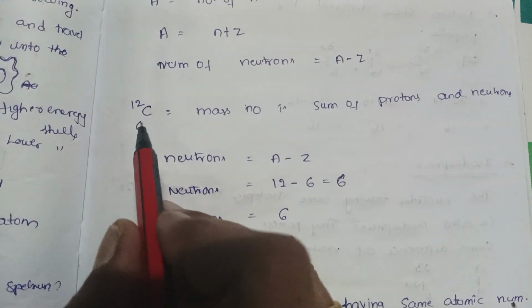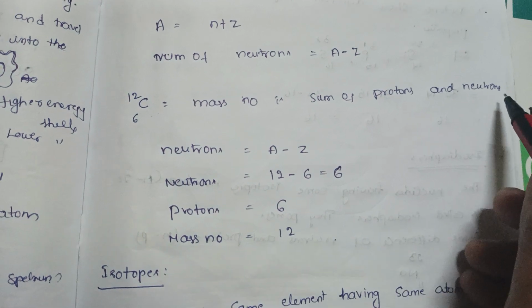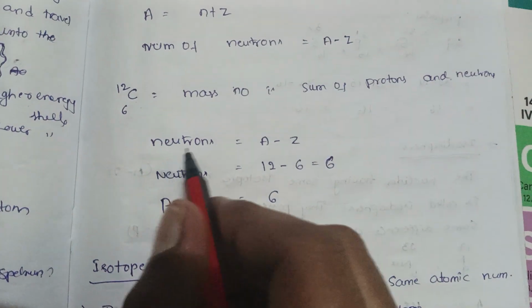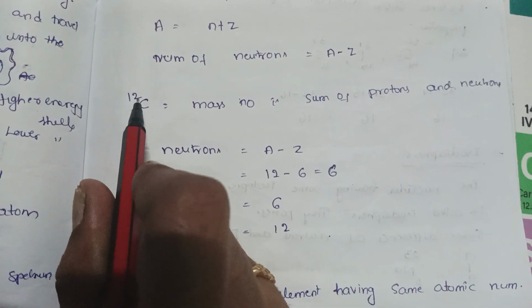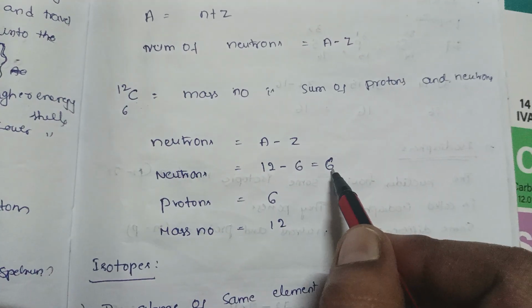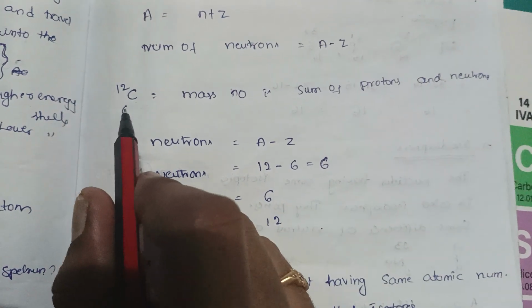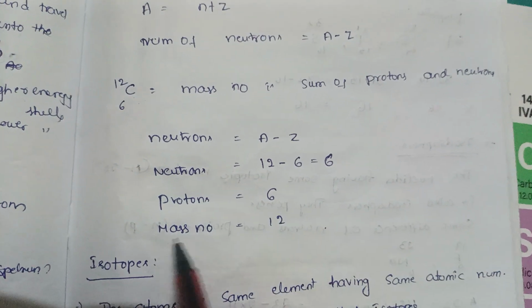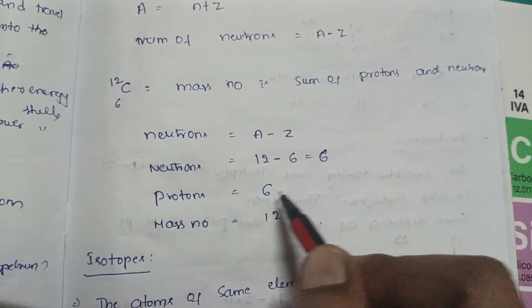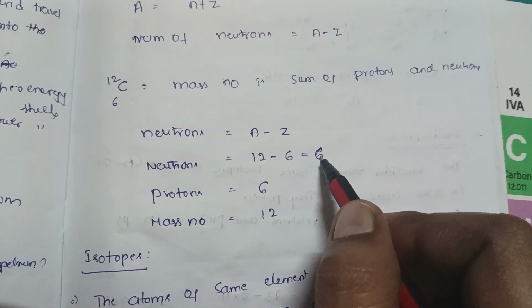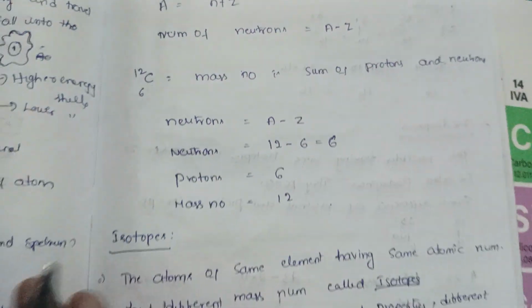If we take carbon, mass number is the sum of protons and neutrons, right? Here neutrons equal A minus Z. Here A is 12. 12 minus 6 equals 6. Means number of neutrons equals 6. Number of protons here is 6. Mass number is number of protons plus number of neutrons. Here proton 6 and neutron 6 equals 12, the mass number of carbon.